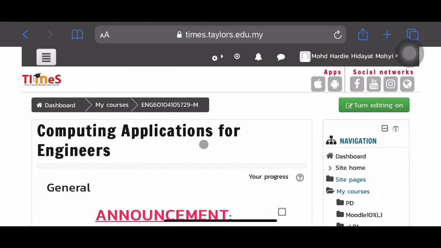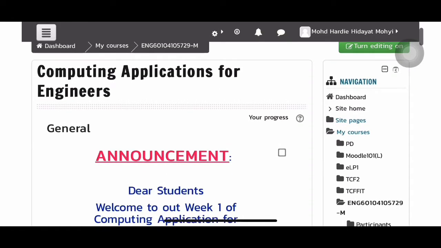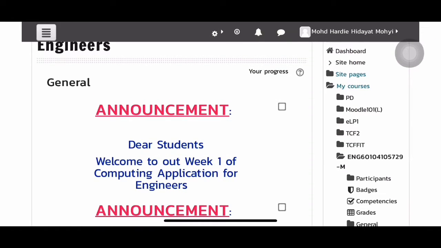For example, this week, if you go to your TIMES, we're going to learn about lecture 1, computing and tutorial questions, calibration, hypothesis testing, and distribution test. So this is what we're going to learn this week. So let's go and visit our TIMES page. Now, this is our TIMES page for computing application for engineers, and I will have my new announcement there.